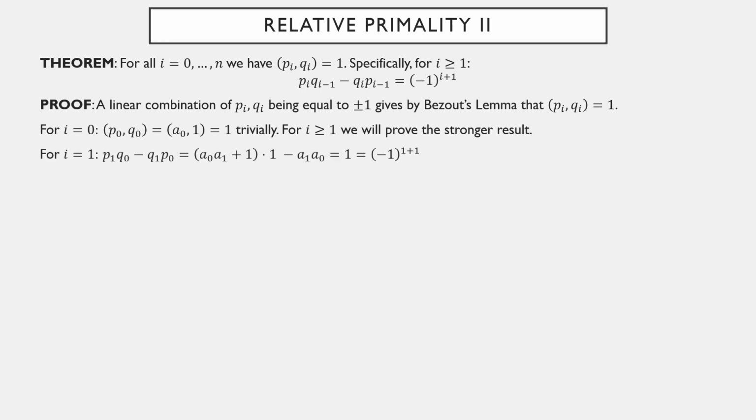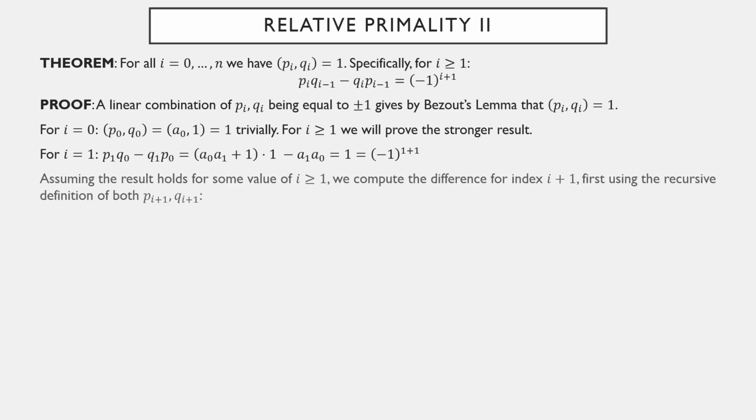Now for i equals 1, let's look specifically at p_1 q_0 minus q_1 p_0. Well, p_1 is always a_0 a_1 plus 1, q_0 is always 1, q_1 is always a_1, and p_0 is always a_0. And what do we end up with? The a_0 a_1 terms cancel, and we just have a 1, which is (-1) to the second power. This matches our listed form.